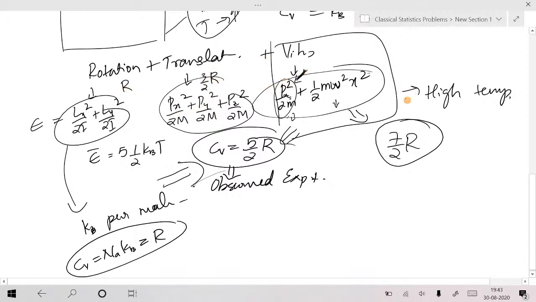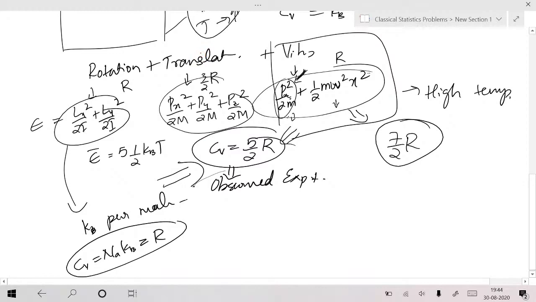If you go to very high temperature, vibration will go to higher and higher vibrational states, so it will contribute again. Wait a second. What is the contribution? Again, R here. Is that okay? 3 by 2 R is because of translation. I hope you got the idea.